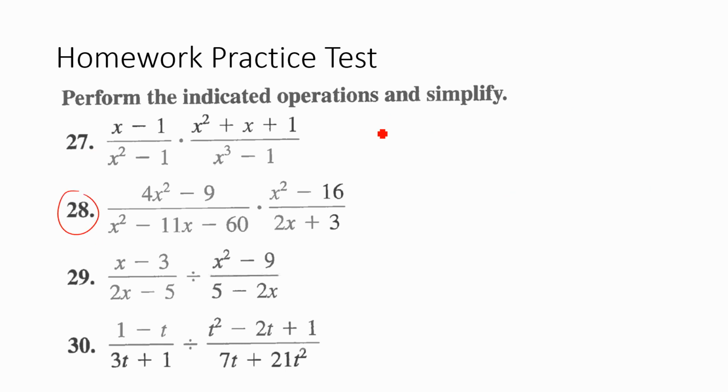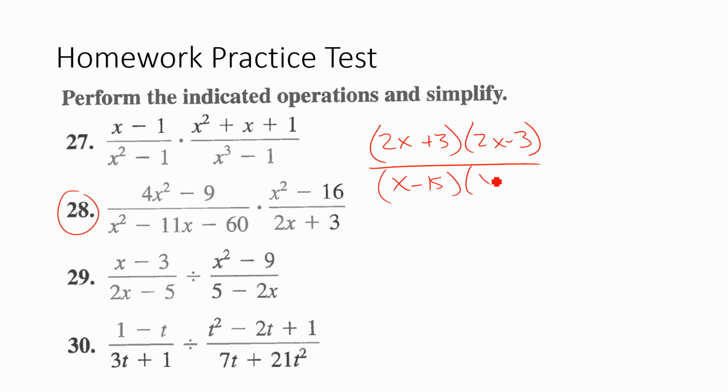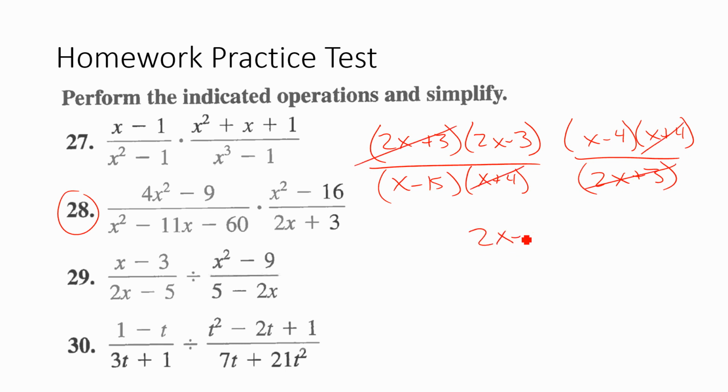Number 28, the numerator factors to 2x plus 3 and 2x minus 3, over x minus 15 and x plus 4, x minus 4, x plus 4, 2x plus 3. Let's go to canceling. Goodbye, goodbye, goodbye, goodbye. And we're left with 2x minus 3 times x minus 4 over x minus 15.